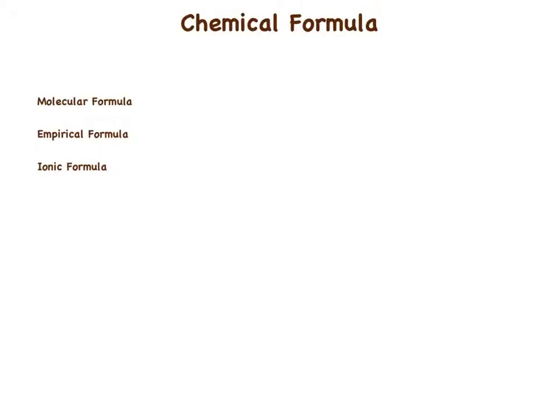Today we're going to be talking about chemical formulas, which consist of molecular formulas, empirical formulas, and ionic formulas. The first two we're going to talk about are molecular formula and empirical formula. But just to start off, chemical formulas basically tell you what a molecule consists of, what atoms it consists of. So say for example, H2O.